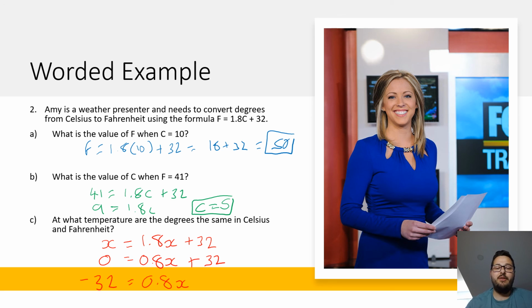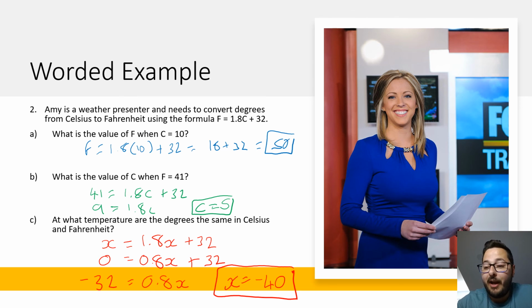Well, if we think 32 is in the 8 times table, so 4 8s would be 32. So 40 0.8s would be 32. So x is going to be not 40, but because we've got a minus 32, it's going to be minus 40. So at that temperature, the degrees are the same in Celsius and Fahrenheit. So minus 40 degrees centigrade is the same as minus 40 degrees Fahrenheit.